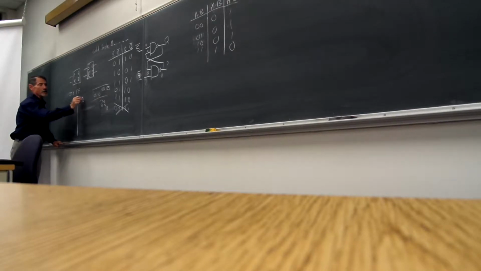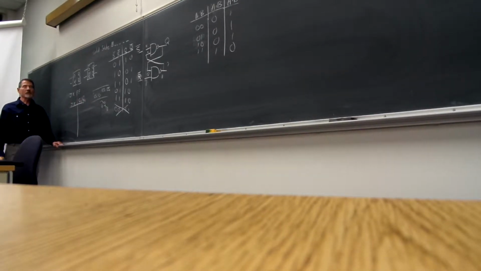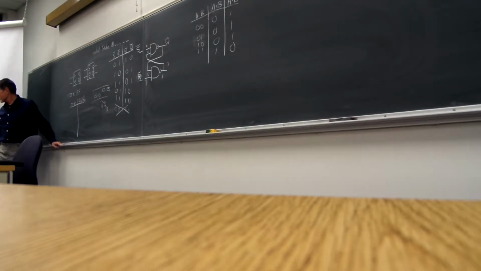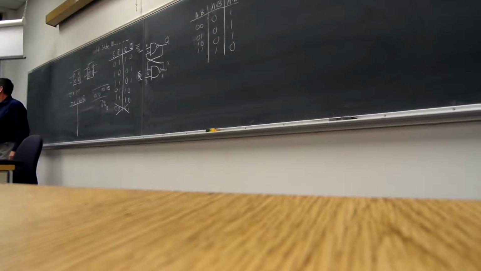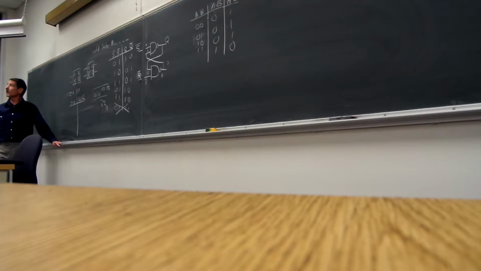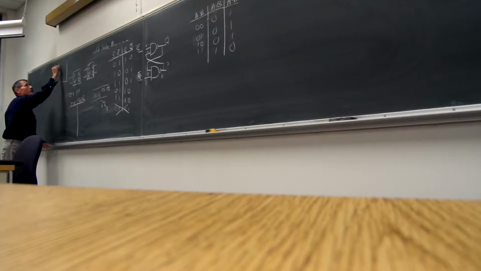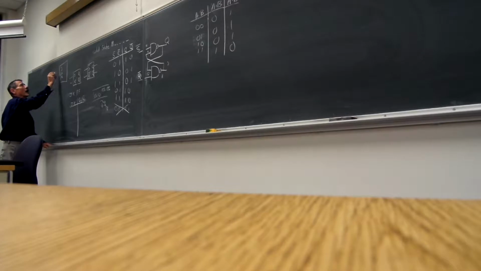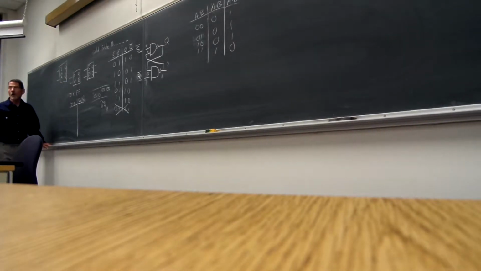So it likewise would have a Q bar. And I'm going to call this N here, because this guy is going to be clocked. It can only change state on a particular edge or level of a clock signal. So our gate is going to look like this: a J and a K, and then it's going to have a clock. And here's going to be our Q and our Q bar.